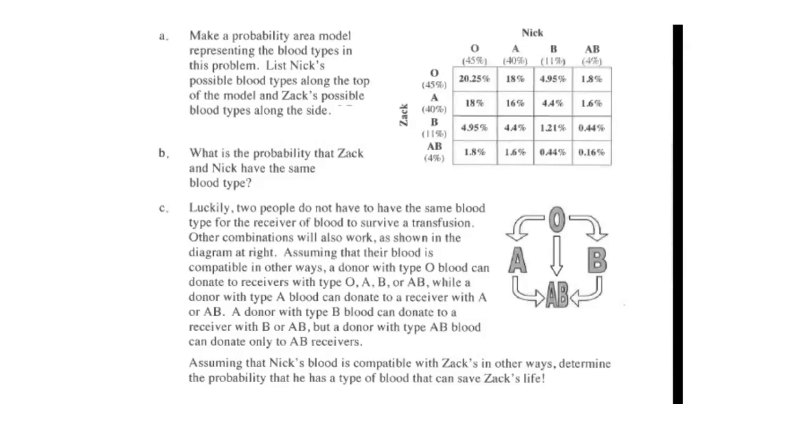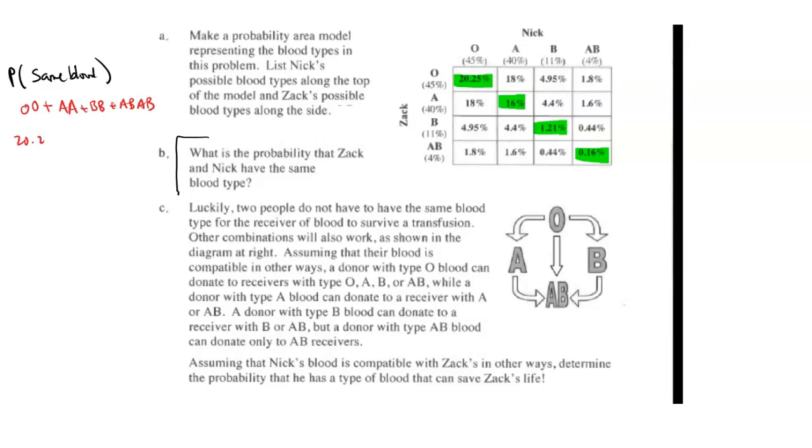So what can I do with this information? What's the probability that Zach and Nick have the same blood type? For them to have the same blood, I'd be looking at this box, OO, this box, AA, this box, BB, and this box, ABAB. So I'd be counting up OO plus AA plus BB plus ABAB.